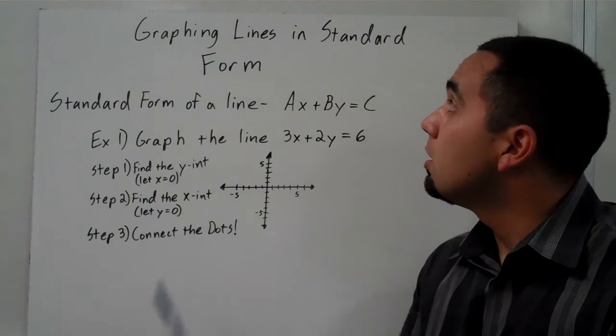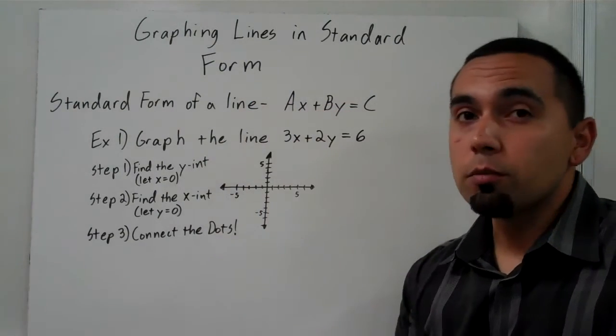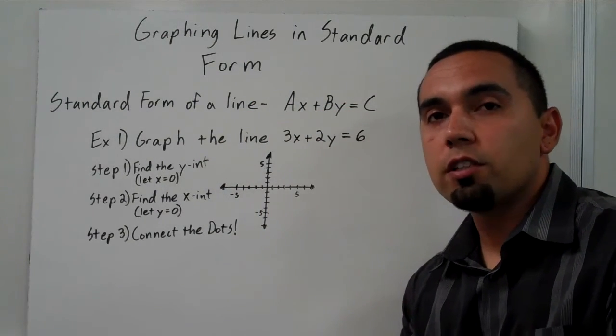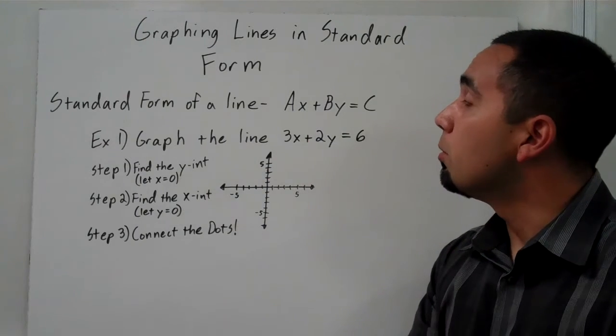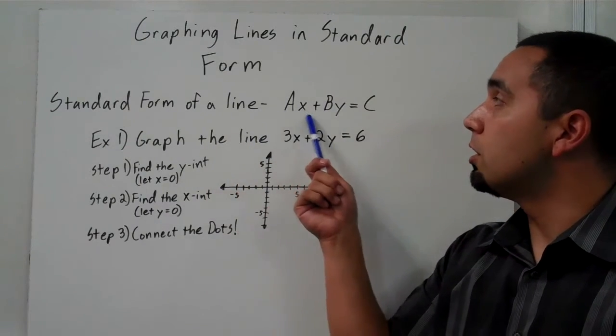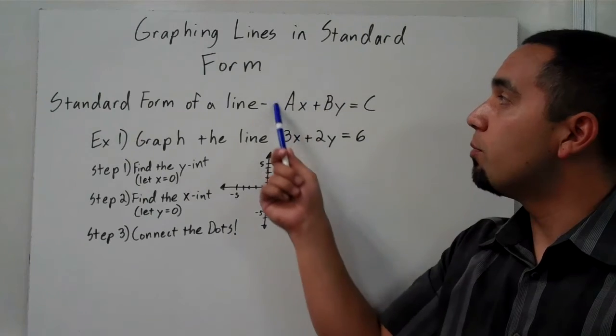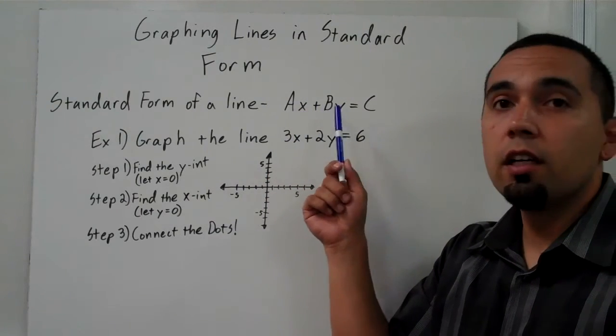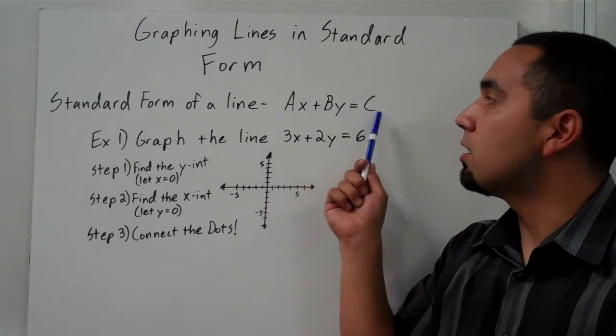All right, so this is graphing lines in standard form. We already learned about graphing in slope-intercept form. Now we're going to deal with standard form. Standard form is just a different way of saying the same thing. We have the same variables, x and y, but now we have a, b, and c.